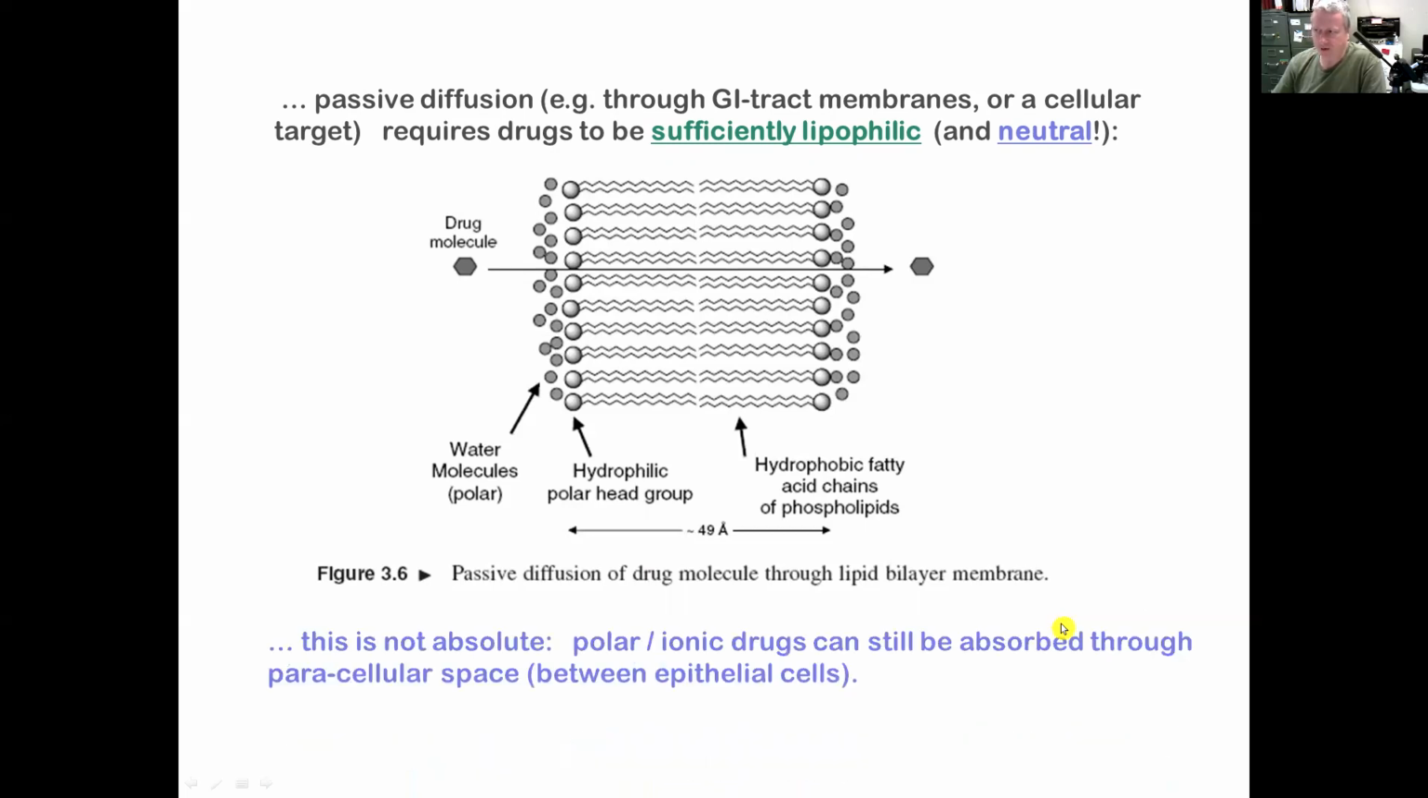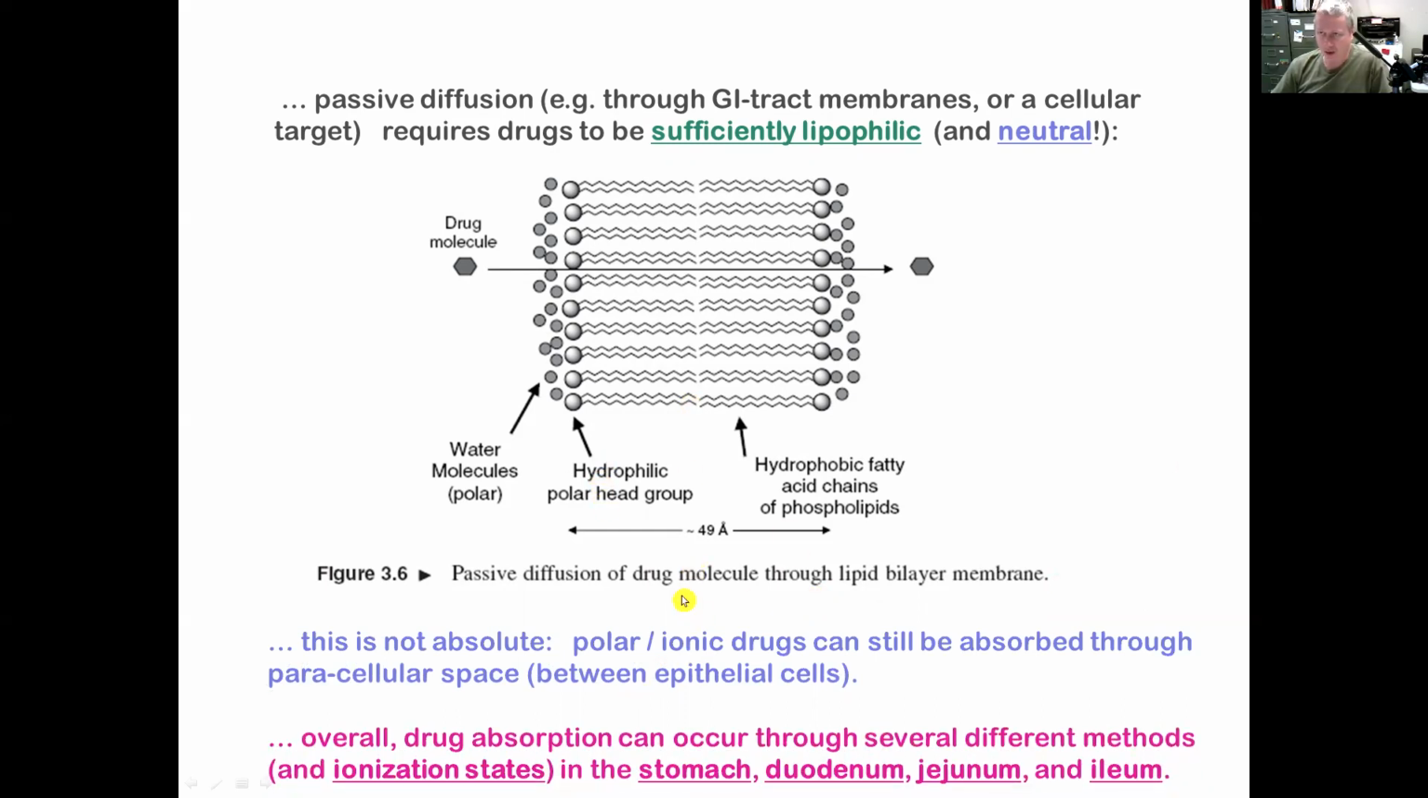So it's not absolute. There are ways that polar and ionic drugs can get through into your body. There's something called the paracellular space, which basically means space between epithelial cells. There's some space. It's not like everything's a complete wall, right? There's mechanisms for ionic molecules to be absorbed. It's just maybe not as efficient. All right. Overall, drug absorption can occur through several places and different ionization states: stomach, duodenum, jejunum, and the ileum.